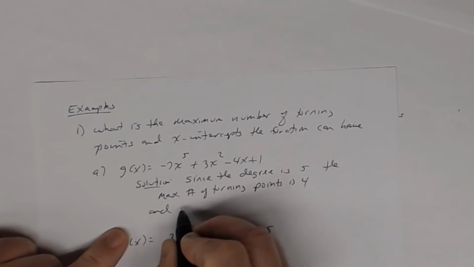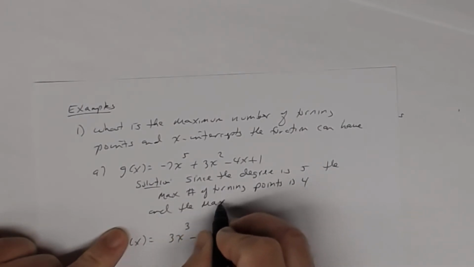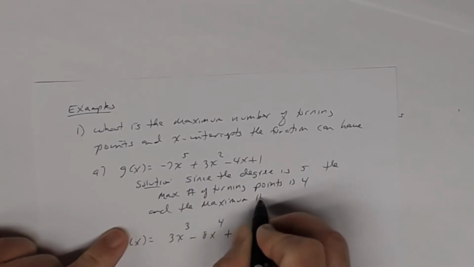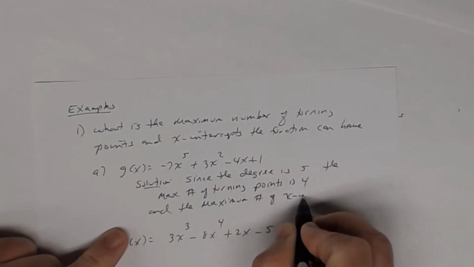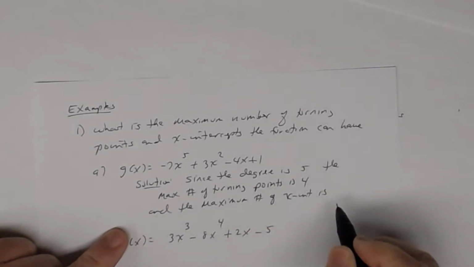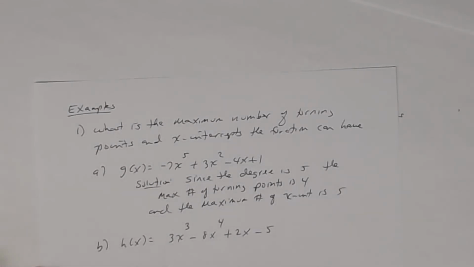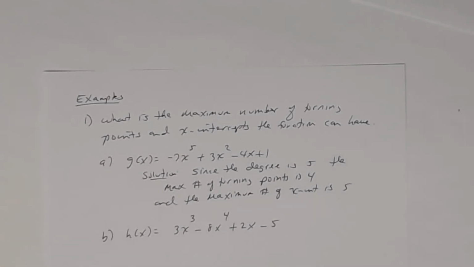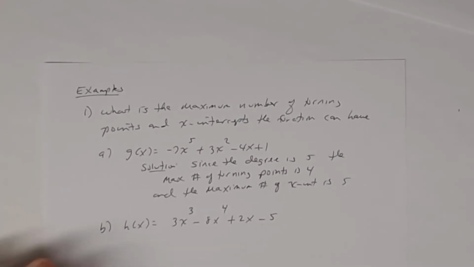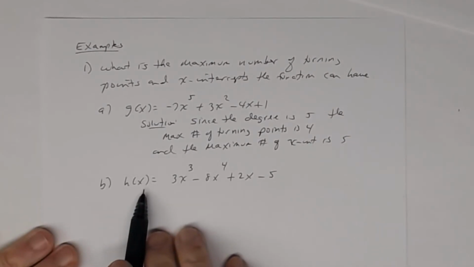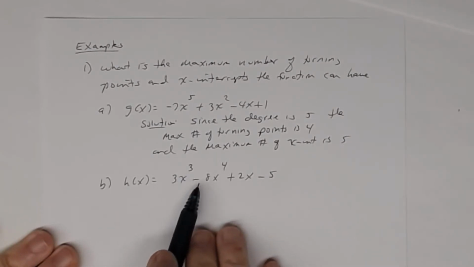And the maximum number of x-intercepts is, remember it's always equal to the degree, 5. All right, so since the degree is 5, the maximum number of turning points is 4, and the maximum number of x-intercepts is 5.